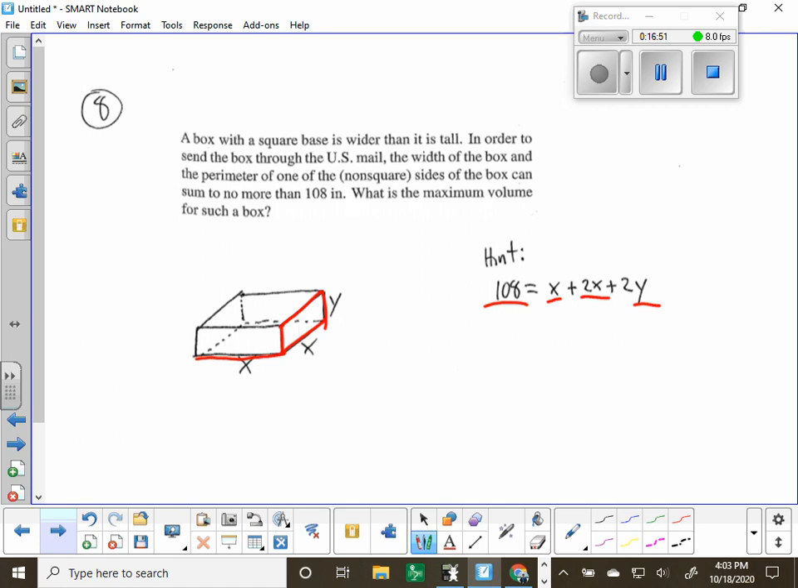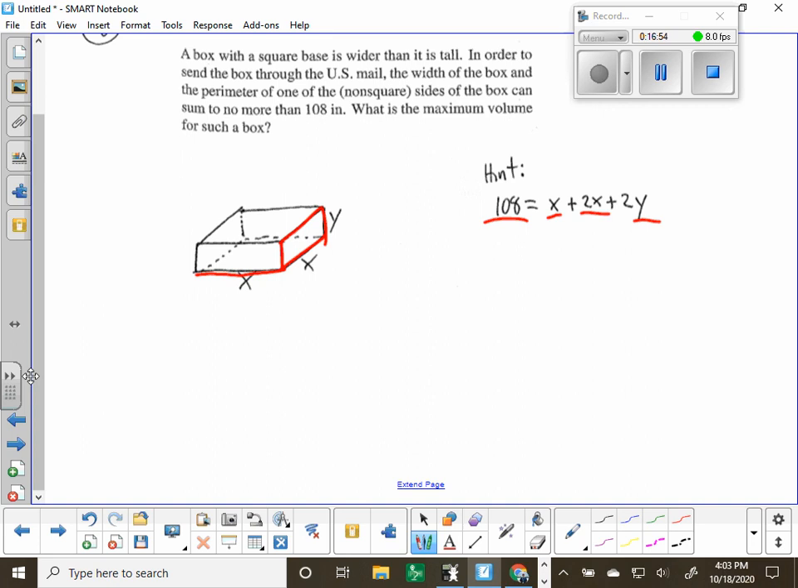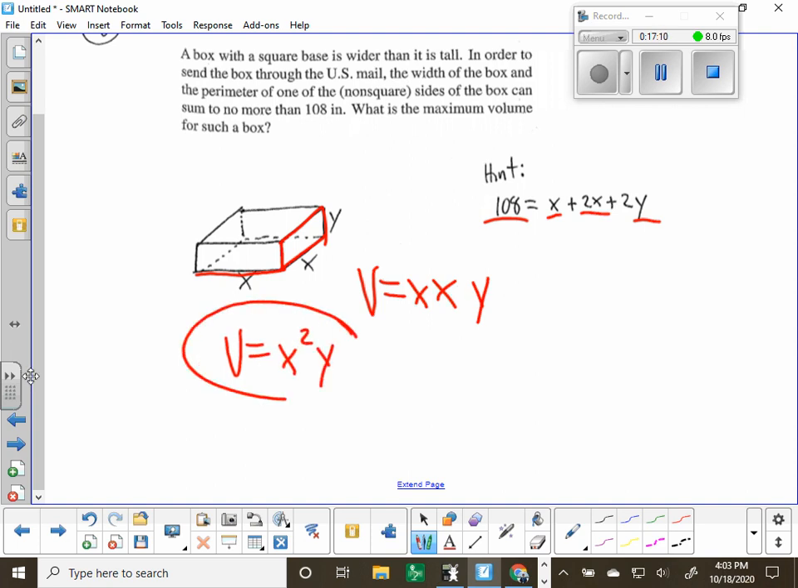Okay, maximum volume of the box that we want. So the volume is equal to the length times width times height. So it's x times x times y, or volume is equal to x squared y. I cannot graph this on the calculator right now because I have too many variables. I need it to be in terms of one variable. So I need volume on one side of the equation and just x on the other side.